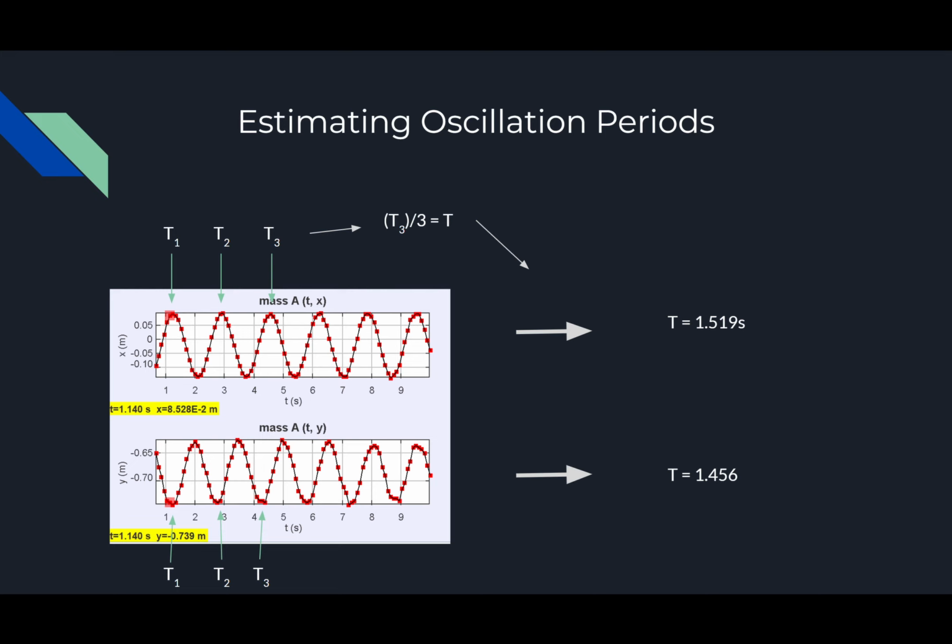Looking back at the Tracker graphs, the spring mass system has a differing period of oscillation in the x direction as opposed to the y direction. In the x direction, the period of oscillation was found to be 1.519 seconds, while the period of oscillation in the y direction was found to be 1.456 seconds. Thus, the periods are different, and the x and y directions will each have their own spring constant and spring force value, because those variables are dependent on the period of oscillation.